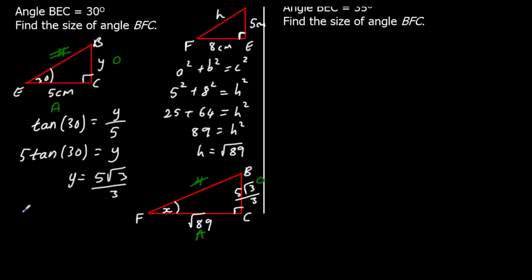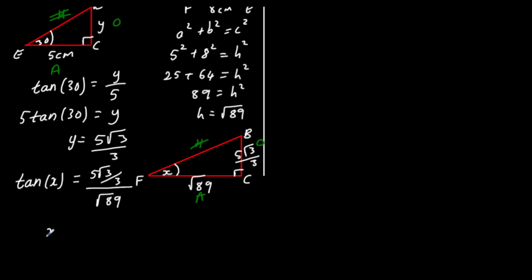And we have tan with the angle equals the opposite, so 5 root 3 over 3, over root 89, over the adjacent. 5 root 3 over 3 is the answer in our calculator, so we're going to use that. So we're going to do shift tan, our answer, over root 89, and that will give us our angle.